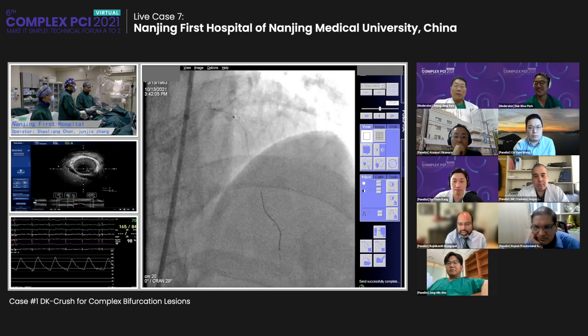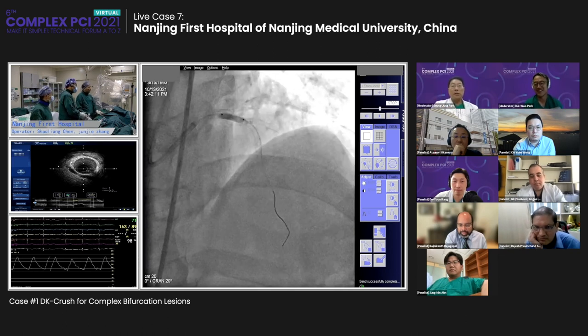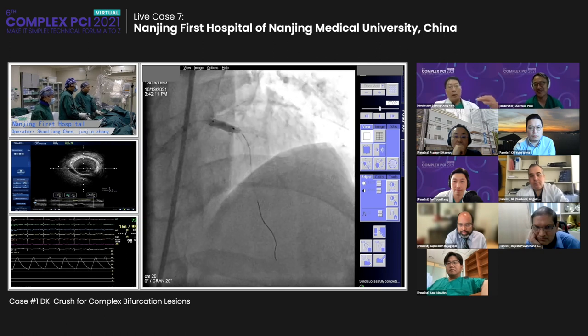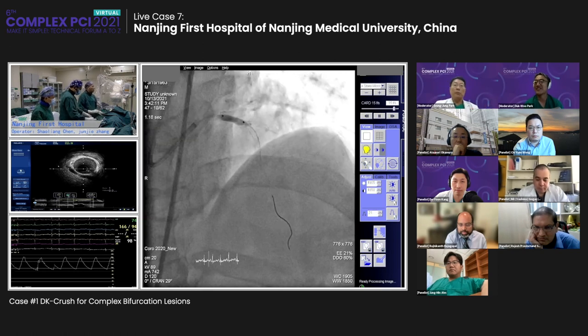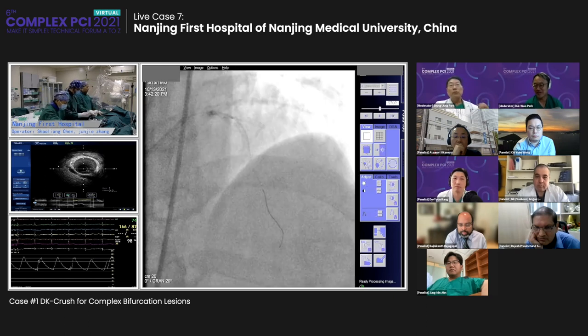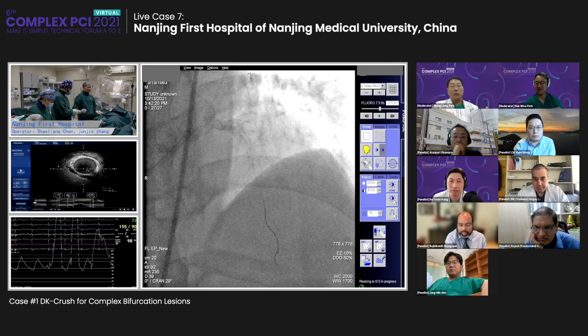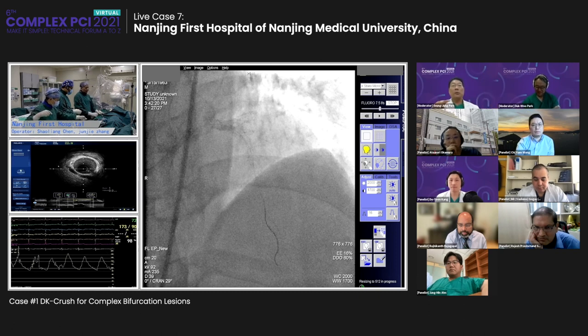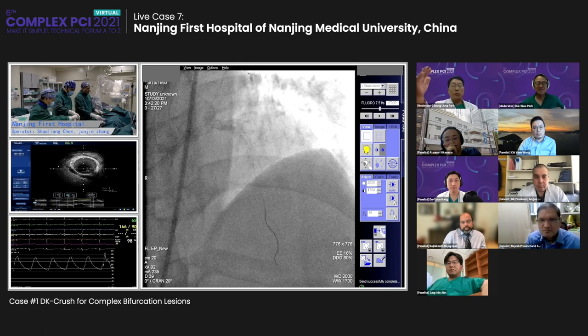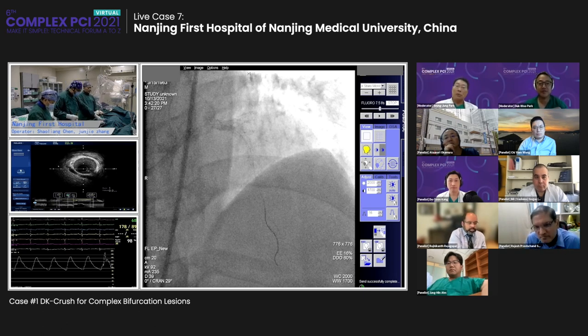All right. We have a clear understanding about the TK crush. Before the main branch stenting, we want to do the kissing balloon inflation, right? Right. So could you tell us, is there any difference between classic mini-crush and TK crush? As I know, we have a little bit higher frequency of circumflex ostial ISR. In case of TK crush, the frequency of circumflex ostial ISR is relatively lower.